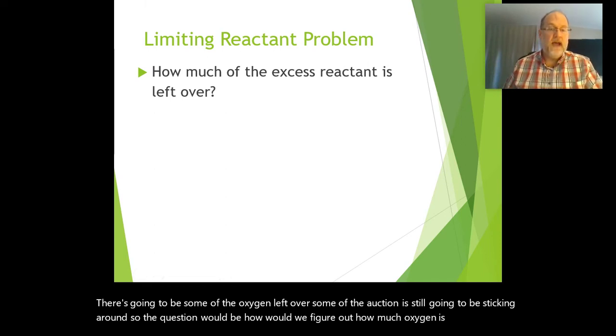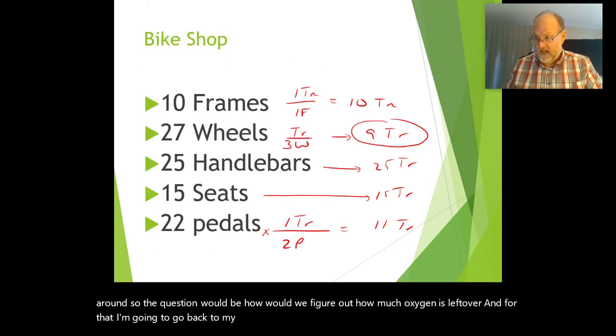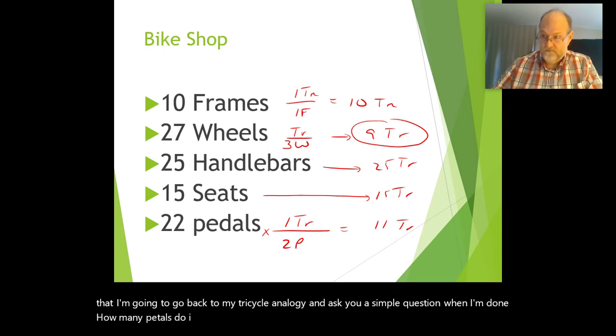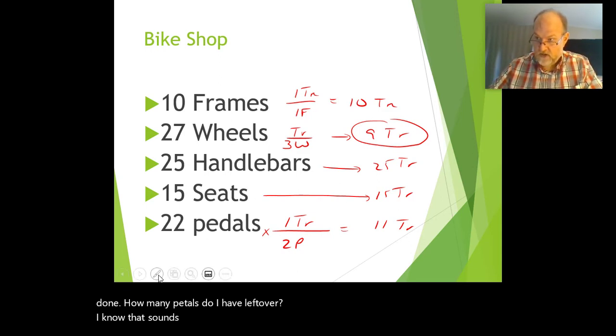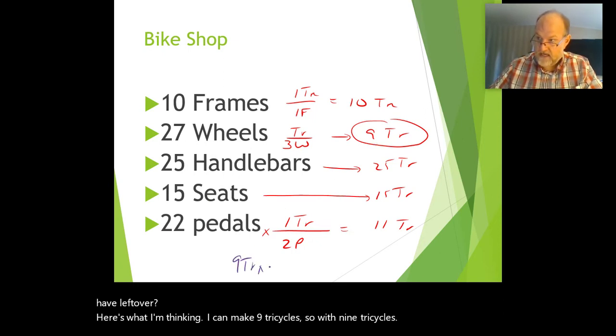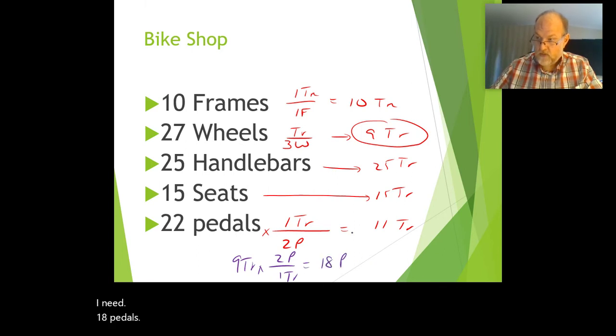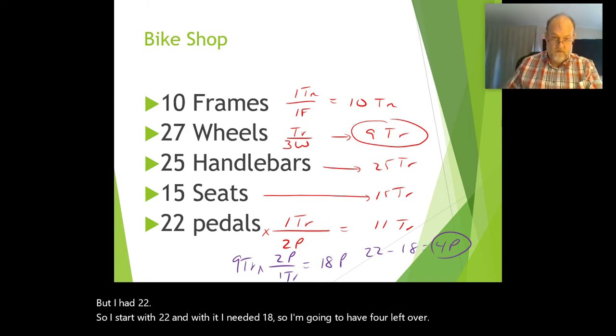And for that, I'm going to go back to my tricycle analogy and ask you a simple question. When I'm done, how many pedals do I have left over? I know that sounds kind of weird because we're talking about tricycles, but how many pedals do I have left over? Well, here's what I'm thinking. I can make 9 tricycles. So with 9 tricycles, I need 18 pedals. But I had 22. So I start with 22, and I end with 8. I needed 18, so I'm going to have 4 left over. I'm going to have 4 pedals left over.